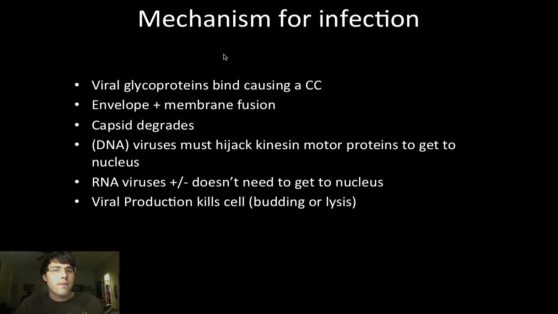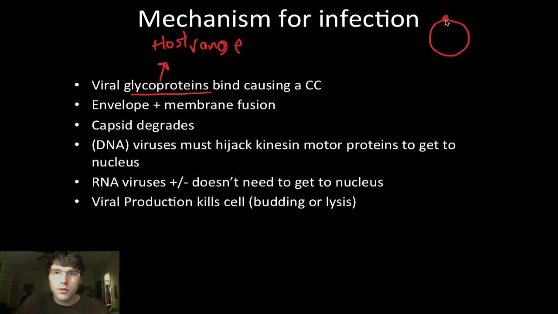All right, so what is a generalized mechanism of infection? Well, it does vary depending on the virus, but let's go through a general overview. Viral glycoproteins are going to bind with proteins on the membrane, causing a conformational change. Remember that the viral glycoproteins determine the host range. So let's draw this over here. We have a viral envelope and some glycoproteins to go with it.